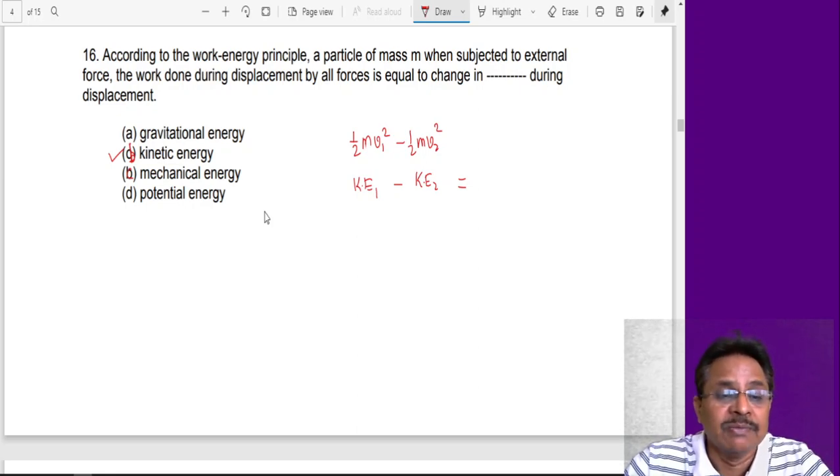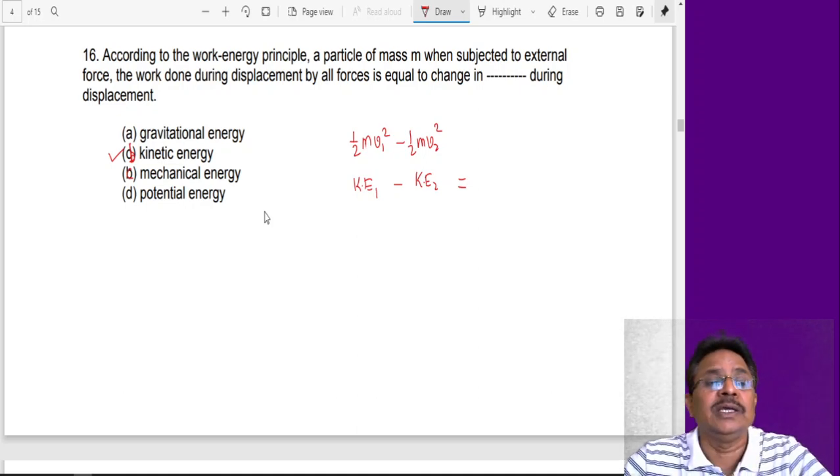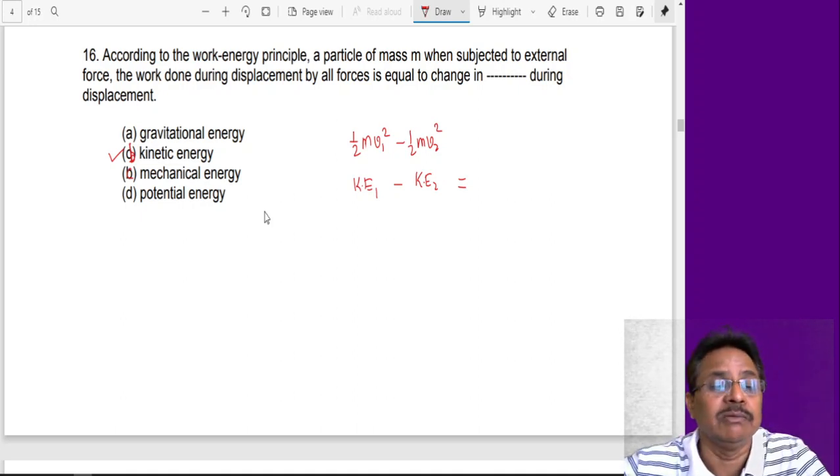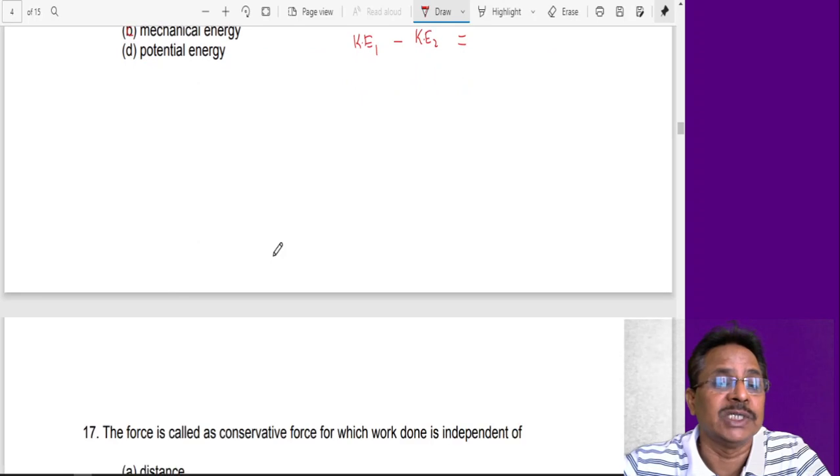Otherwise, in this case, the change in kinetic energy is nothing but the work done on that particular object because of the application of that force. This is the work energy principle. So try to understand this principle, which tells you that whenever there is some change in the kinetic energy of an object, there must be some work done by the force applied on that object, and then there is a certain displacement. So this is a theoretical question, and the answer is B for question number 16.